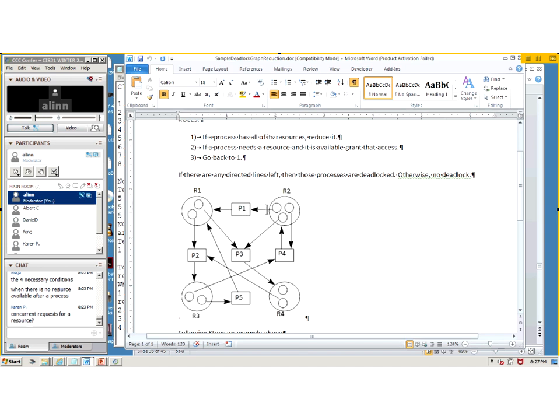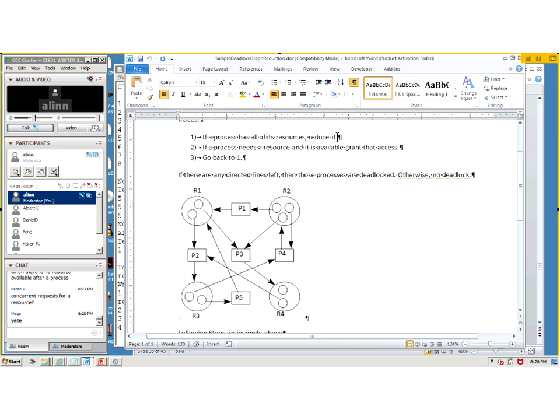When I have a resource owned by a process, that's what this arrow represents. When I have a process wanting a resource type, I have an arrow going to that type. So here's this complex environment. I've got 5 processes and 4 resource types and a different number of resources in each type. Is that clear to everybody, how the diagram works? Yes, good.